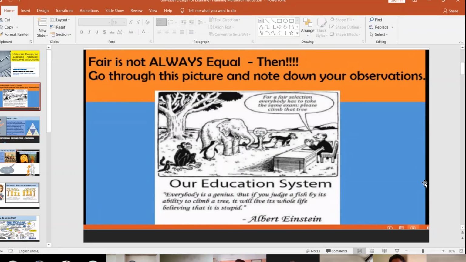I can share. Yes, ma'am. It says that it's one classroom, but there are different kinds of learners with different kinds of abilities in this classroom. There's an elephant, a monkey, a dog, a fish, and I think a bird, also a penguin. Yes, please continue, ma'am.